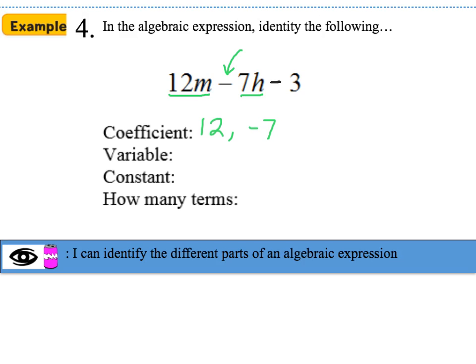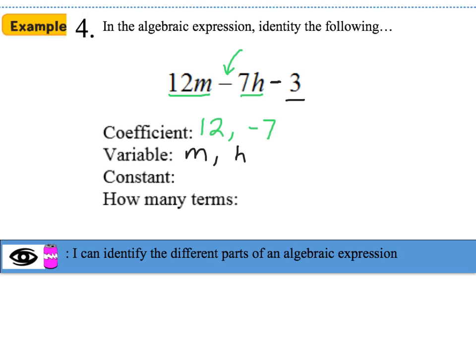Let's go ahead and talk about our variables now. Our variables are m, because in the first term we had an m, and in our second term we had an h. Now let's talk about our constant. Our constant is the term that only contains a number. Now if you look at our last term, we only have a term that contains a number.